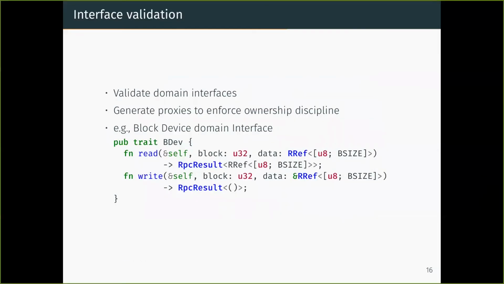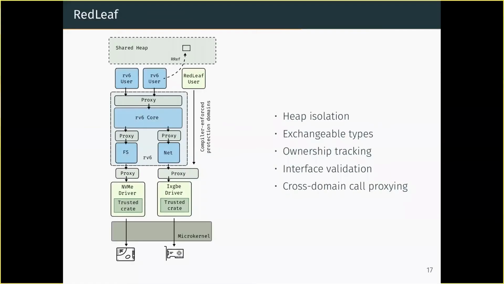To keep the system extensible, we allow domain developers to define their own interfaces, and the domain interfaces are validated by our IDL compiler. The IDL compiler is also responsible for generation of proxy code required for enforcing the ownership discipline on the shared heap. To implement an abstraction of an interface, we rely on Rust's traits. Domains connect to the rest of the system and establish communication with other domains by exchanging references to trait objects. By implementing these mechanisms, RedLeaf enables isolation of domains in our system.